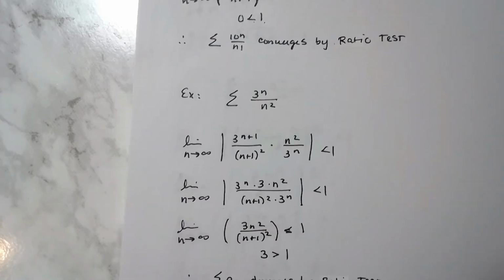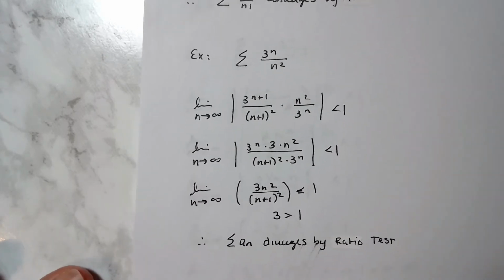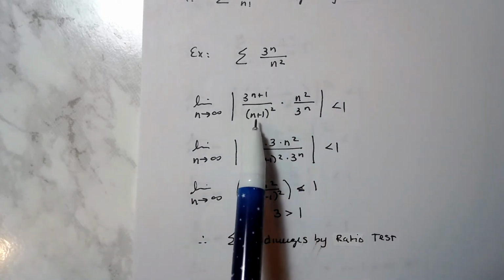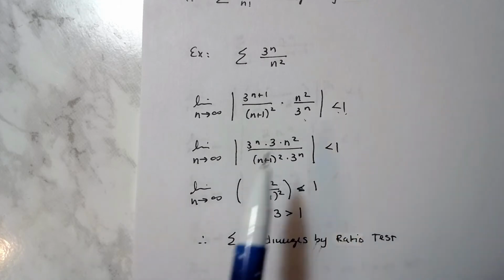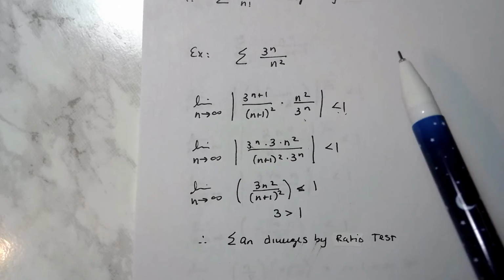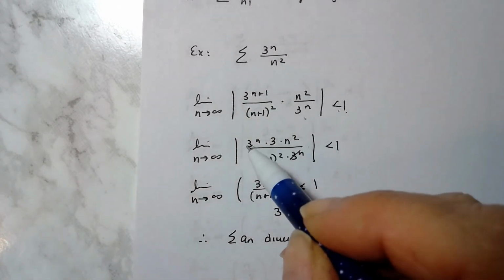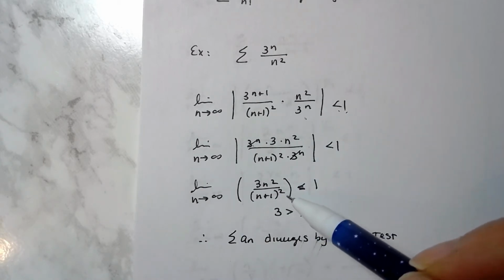There's another one. We have 3 to the n over n squared. So again, I plug in an n plus 1, and for every n that I see in the original, multiply it by the reciprocal of the original, try to force it to be less than 1. Use rules of exponents to break this up so I can cancel some stuff out. And what I see is that I can cancel the 3 to the n's, and that's it. So I'm left with 3n squared over n plus 1 squared.